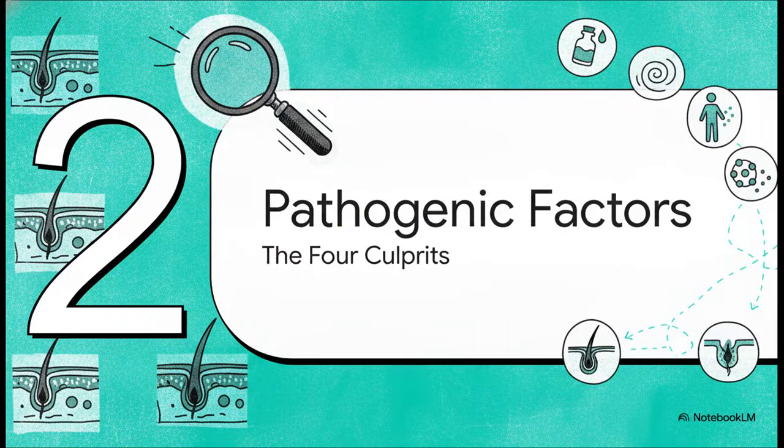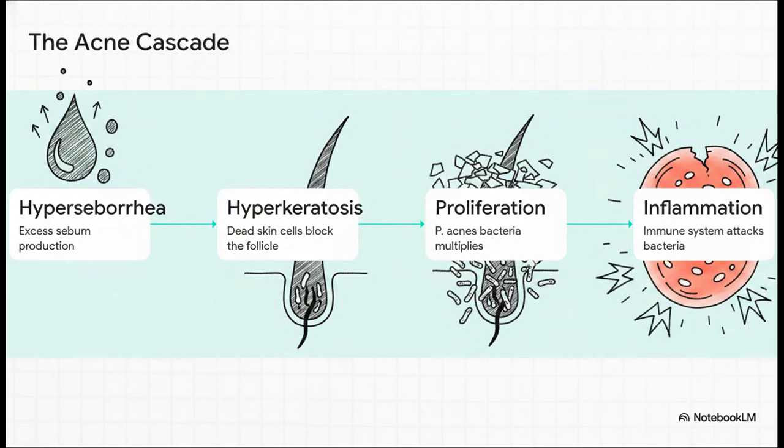Section 2, the 4 pathogenic factors. The life cycle of a pimple is basically a 4-step domino effect. Step 1 is hyperseborrhea. That's excess oil production, which is usually triggered by hormones called androgens. Step 2 is hyperkeratinization. This is where dead skin cells fail to shed properly, creating this physical traffic jam that completely blocks the follicle. Now, in this oily, oxygen-free environment, we hit step 3, bacterial proliferation. And finally, step 4, your body's immune system detects all that bacteria and attacks it, creating the intense inflammatory response we see as redness and swelling.